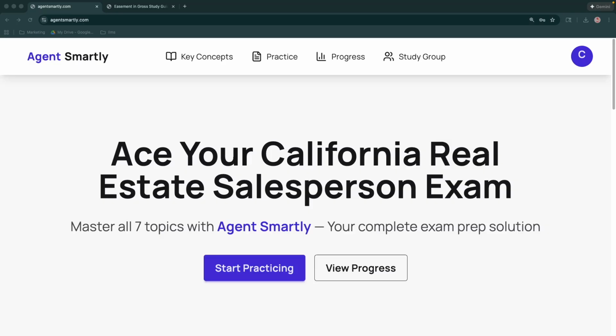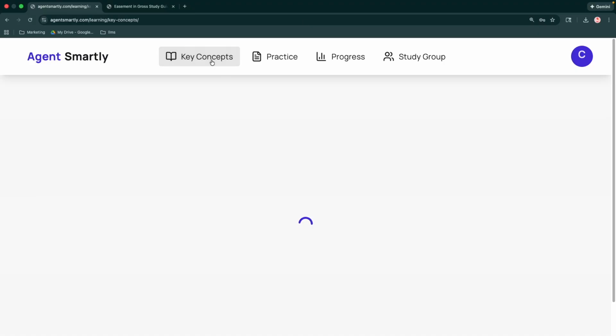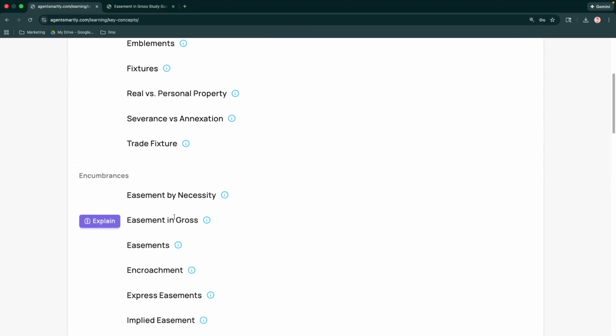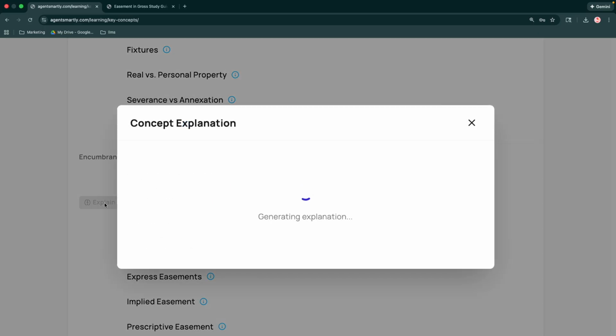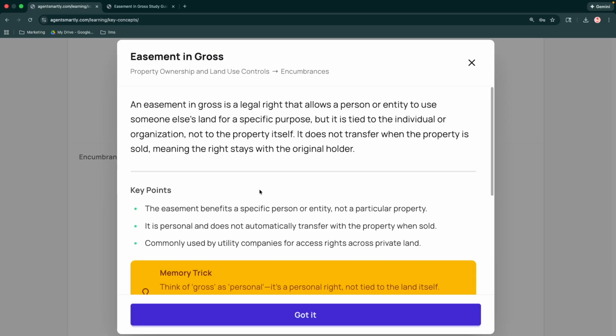So today we're going to talk a little bit about a very important key concept in the exam, which is, check it right here, easement in gross. So now let's take a look at the definition of this key concept right here. An easement in gross is a legal right that allows a person or entity to use someone else's land for a specific purpose.